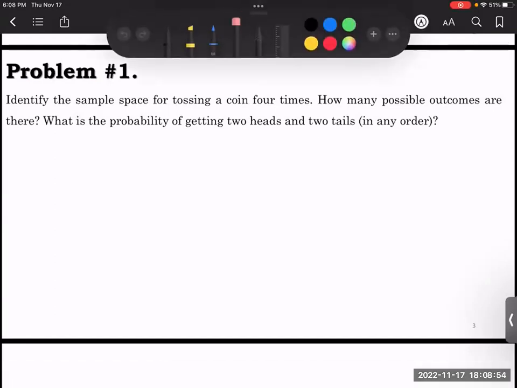So when you want to create your tree diagram, you have a starting point. Let's say that this is where we're starting. Now, the coin is being flipped on 4 different occasions, right? So we'll call this the first flip, then the second flip, then the third flip, and then the fourth flip.